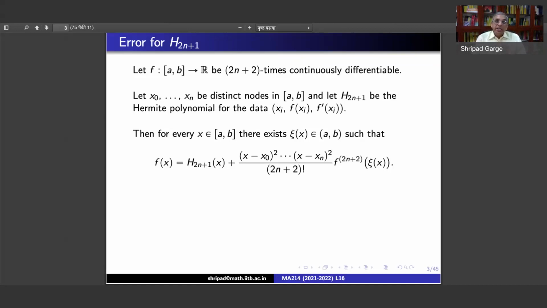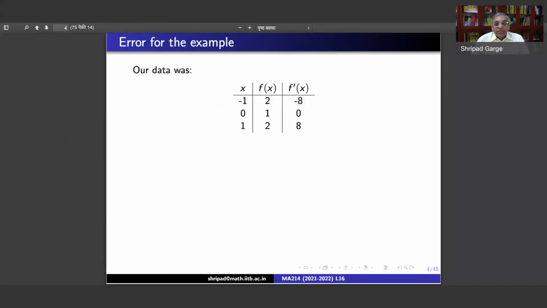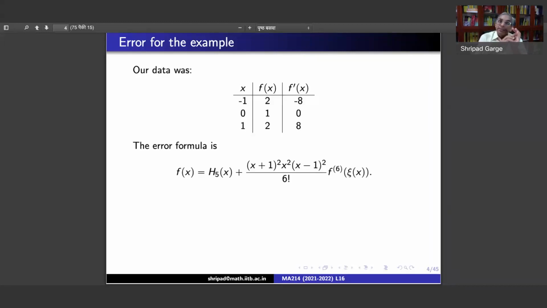In our last lecture, we had actually taken a very basic data and computed the Hermite polynomial for that. Let's try to see what the error will turn out to be for that data. Our data, I'm sure you will all remember, is this. You had the function values at 3 nodes which were -1, 0 and 1. They were 2, 1 and 2, and the derivative was -8, 0, 8. So for this data, the nodes are x0 which is -1, x1 which is 0 and x2 which is 1.